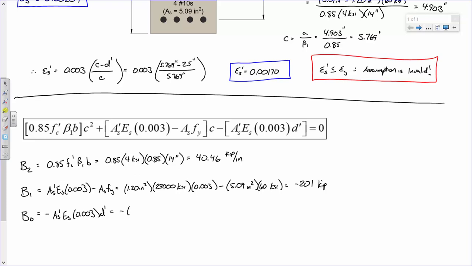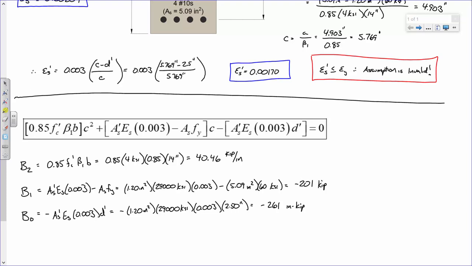So this is negative that times 29,000 negative 261. Do I have a second on that? Anybody else get 261? Okay, so negative 261 inch kips. Is everybody okay with that?